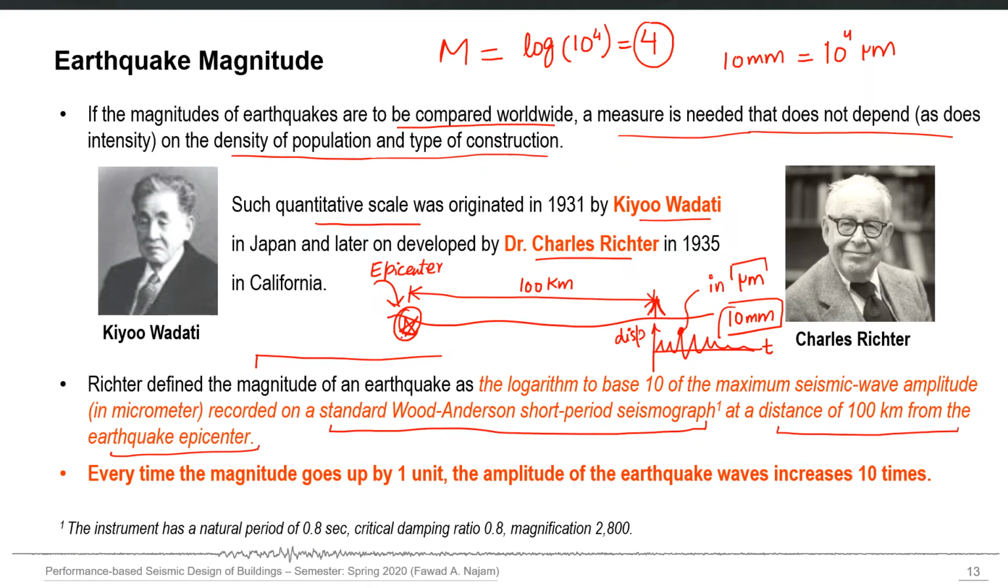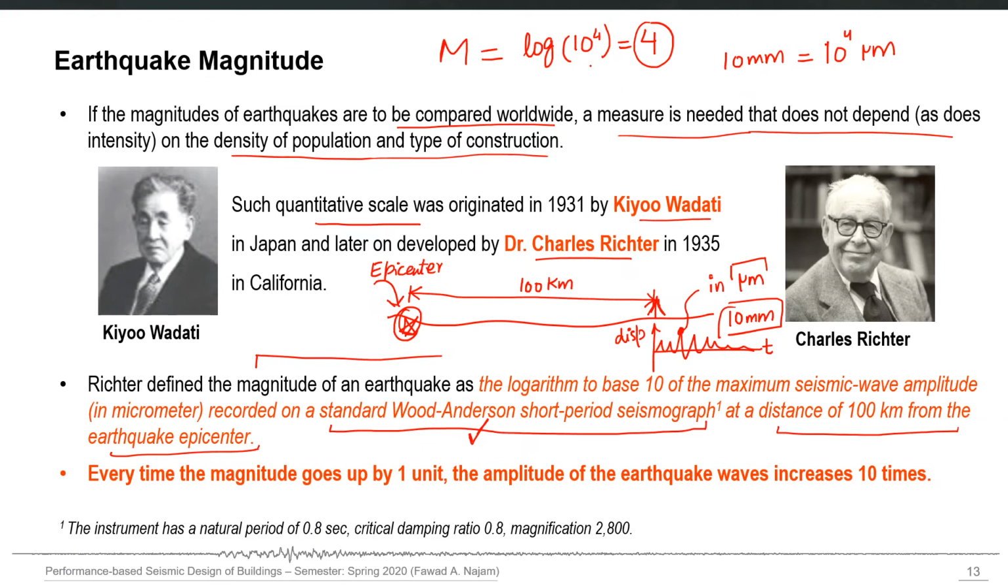I repeat again, you have an epicenter at a distance equal to 100 kilometers. If you have a standard seismograph of this type, that seismograph will give you a recording, and from that recording, the peak number can be picked in micrometers. The log base 10 of that number will be the magnitude of this earthquake. So this was later called the Richter magnitude scale, and you can now guess that this definition is logarithmic.